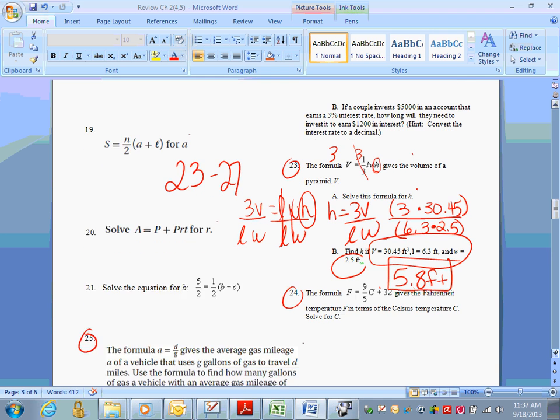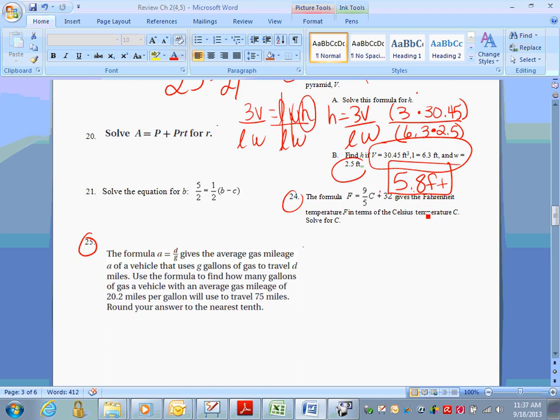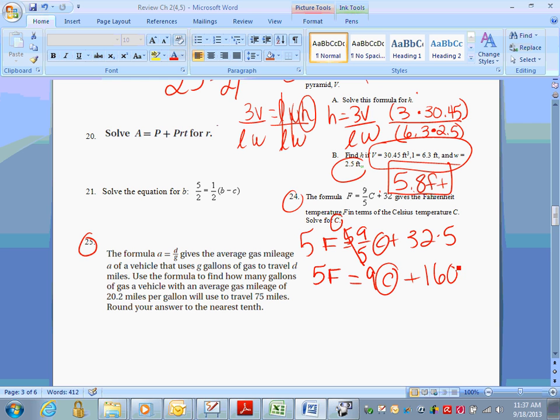Okay, let's go on to number 24. 24 is a pretty important problem. We have to solve for the letter C. So I'm going to rewrite this because I can't get to it up there. 5F equals 9/5 C plus 32. I'm going to circle my C. I want to multiply everything by 5 because the first thing I want to do is get rid of that ugly fraction. That leaves me with 5F equals 9C plus 5 times 32 is 160.